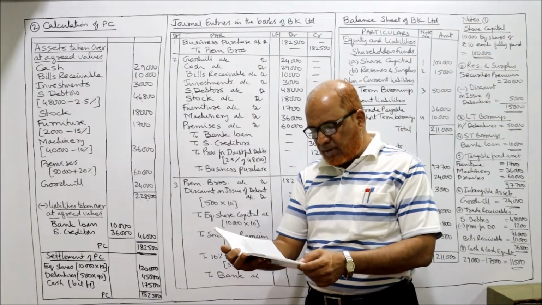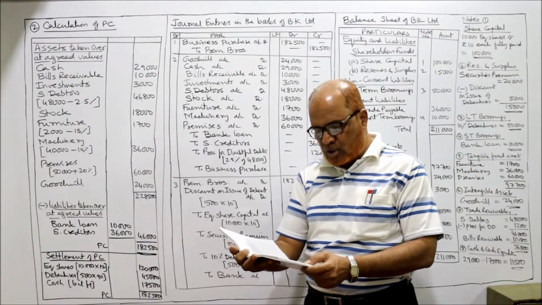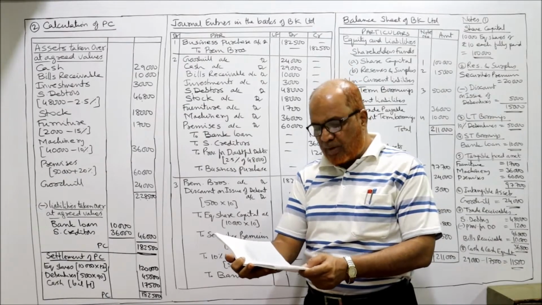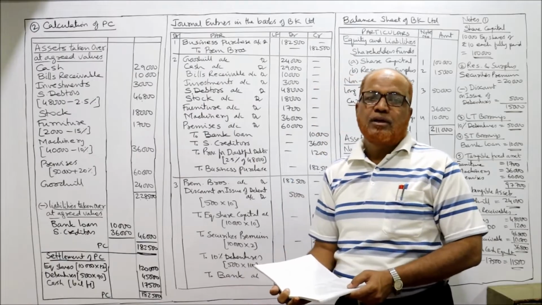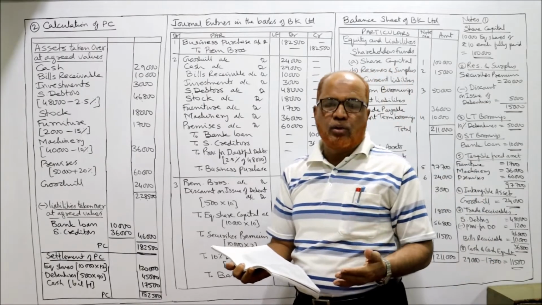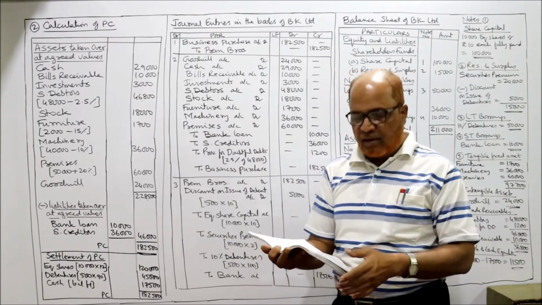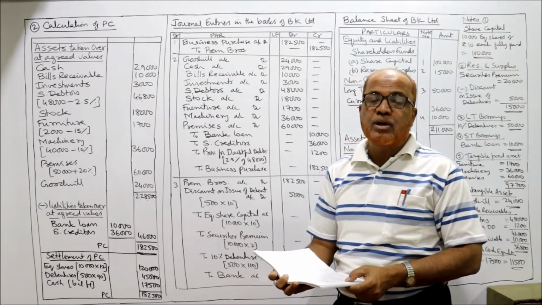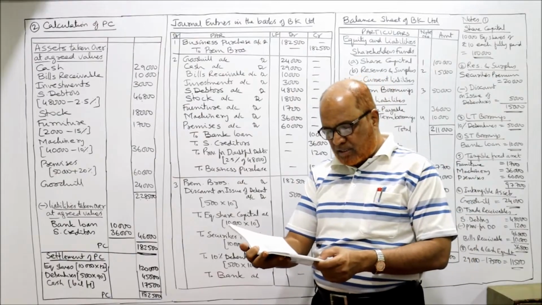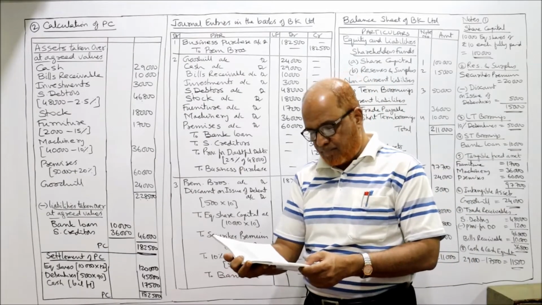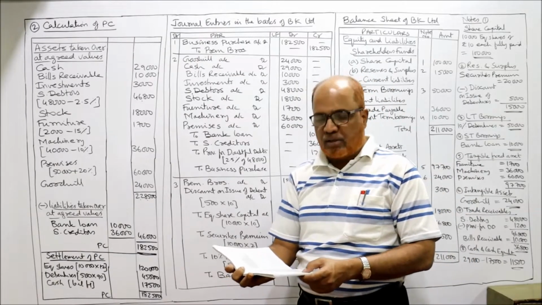The assets and liabilities were subject to the following revaluation. Machinery and furniture to be depreciated at 10% and 15% respectively. So the assets should be revalued. Premises should be appreciated by 20%, increased. Make provision for bad debts on debtors at 2.5%. Goodwill of the firm is valued at 24,000.